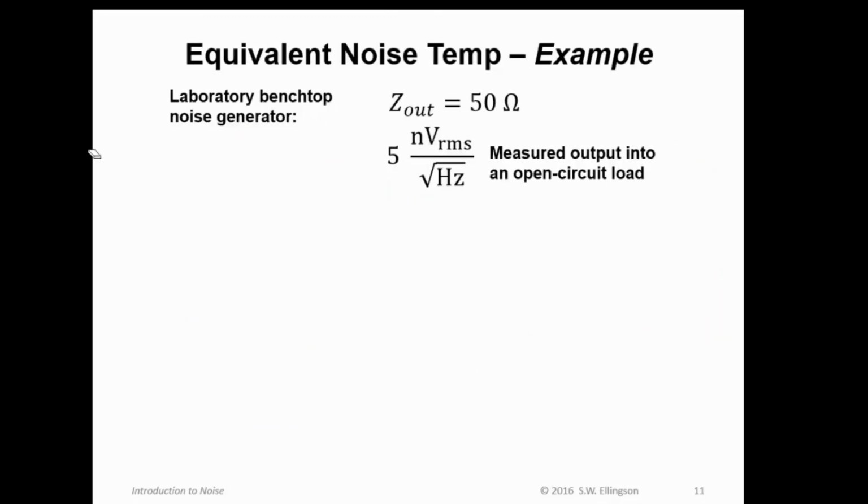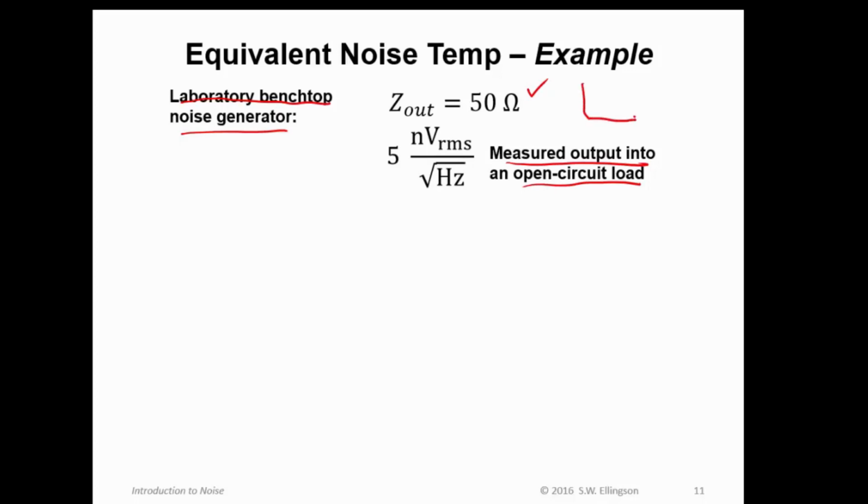So here's an example. I have a laboratory benchtop noise generator. These things exist. Maybe it's an arbitrary function generator of some kind. Maybe it's an intentional noise generator. We use noise sources for RF measurements quite often. But this gadget is characterized by its output impedance, which is 50 ohms, fairly typical. And we measure the output into an open circuit load, and we find that that's 5 millivolts RMS divided by the square root of hertz. Remember, that's voltage spectral density.